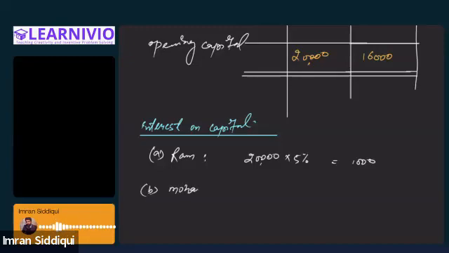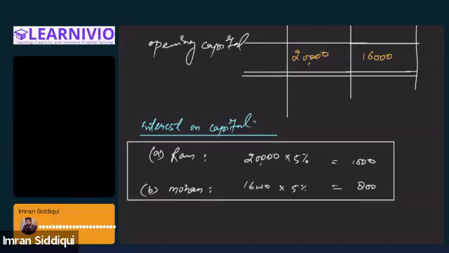And for Mohan, 16,000 into 5%. So it will be 800. Is that clear, Ritika? Yes, sir.